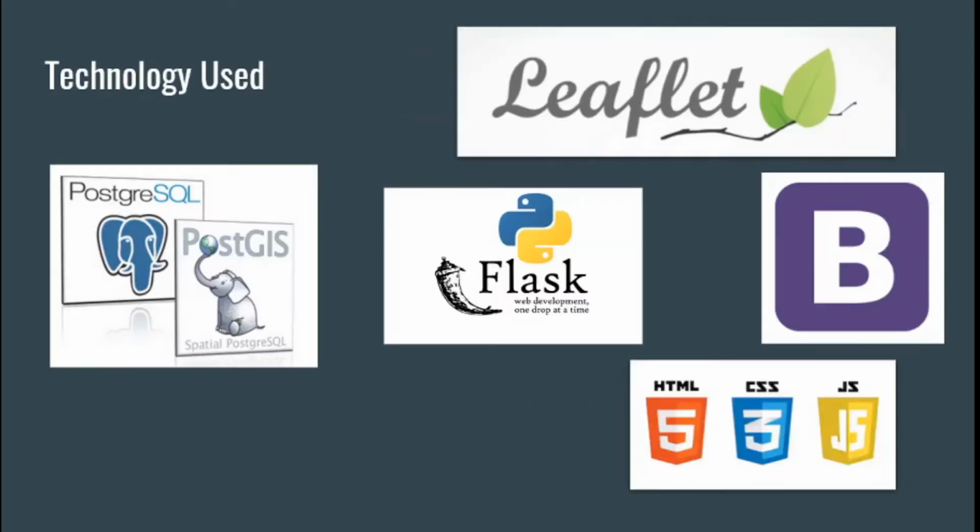And here is a list of some of the technology that I used to create this project. In the back end, I used PostGIS to store the spatial data and to do the spatial queries. In the front end, I used Leaflet to make the map and Bootstrap to help with the styling. And of course, I use HTML, CSS, and JavaScript. And I tie everything together with Python using the Flask framework. And I also use Python to automate downloading the data from the FCC site.